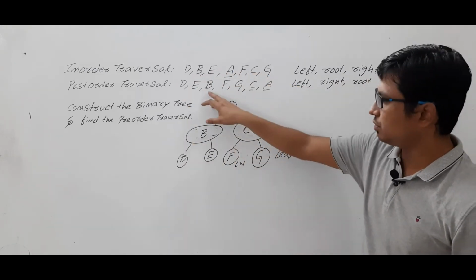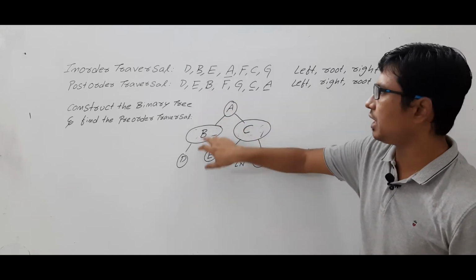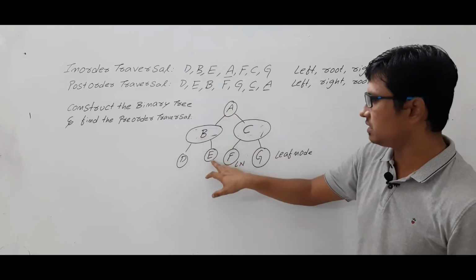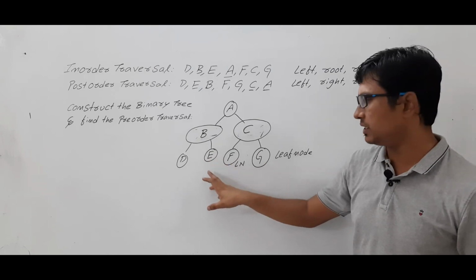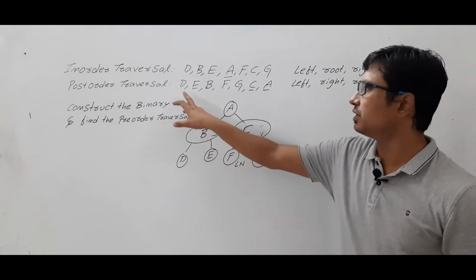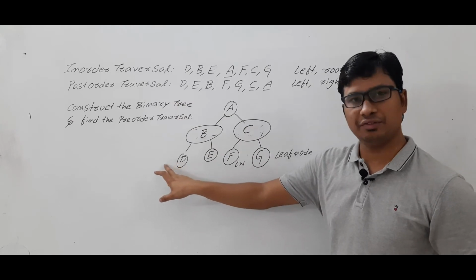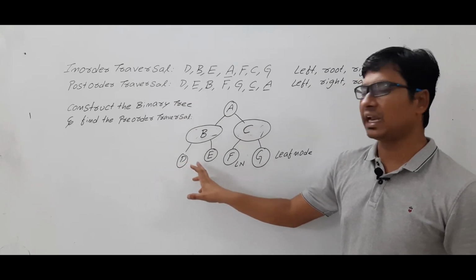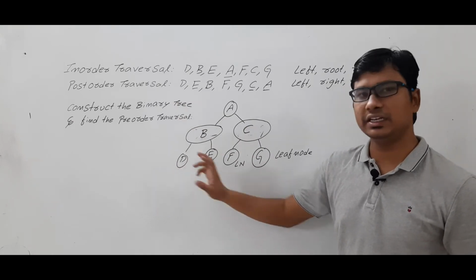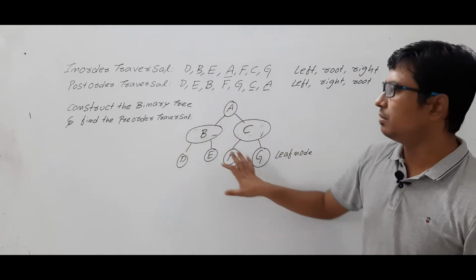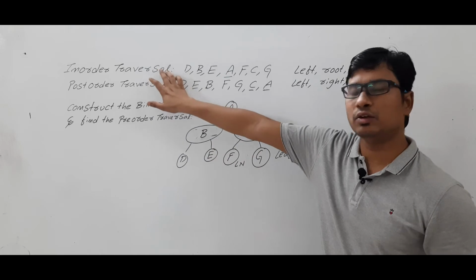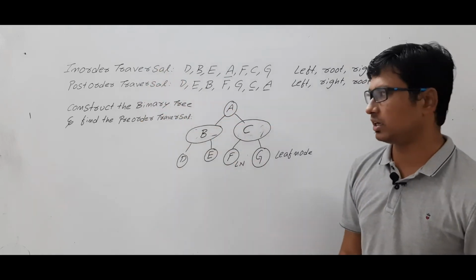If you have a doubt, you can check it. B we have done. Now, E is here. To the left of E, there are no elements. To the right of E, there are no elements. So, again, E is a leaf node. Then D. To the left of D, there are no elements. To the right of D, there are no elements. So, again, D is acting as a leaf node. So, we have constructed the binary tree from the given in-order traversal and the post-order traversal.